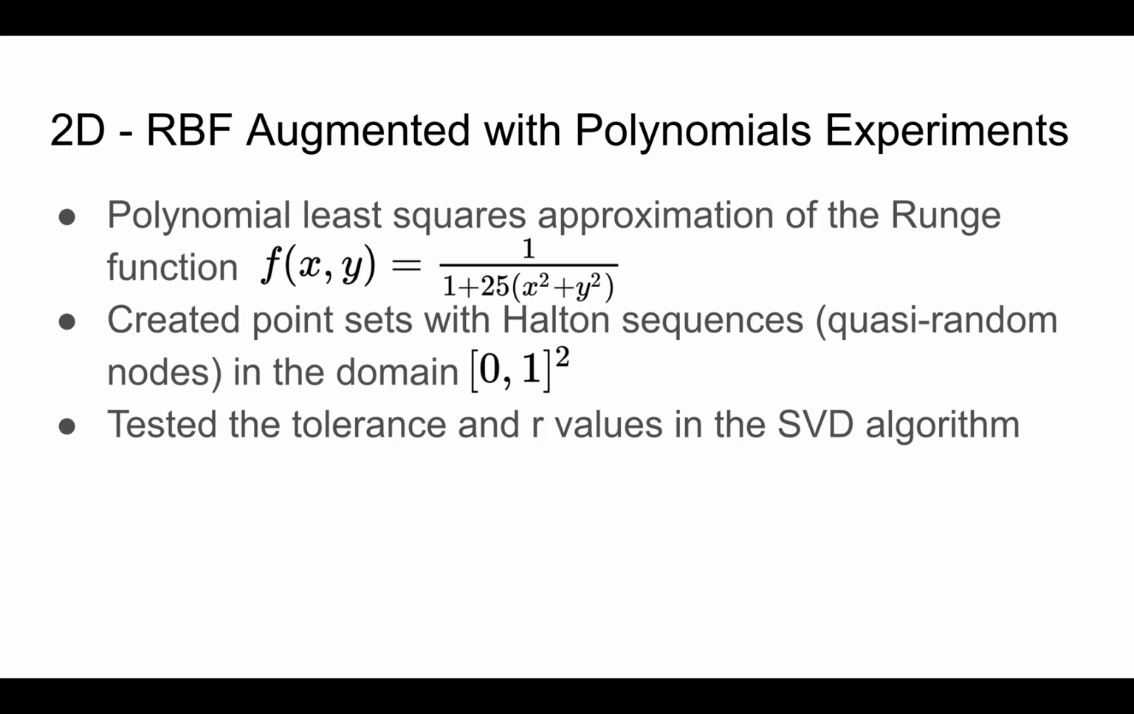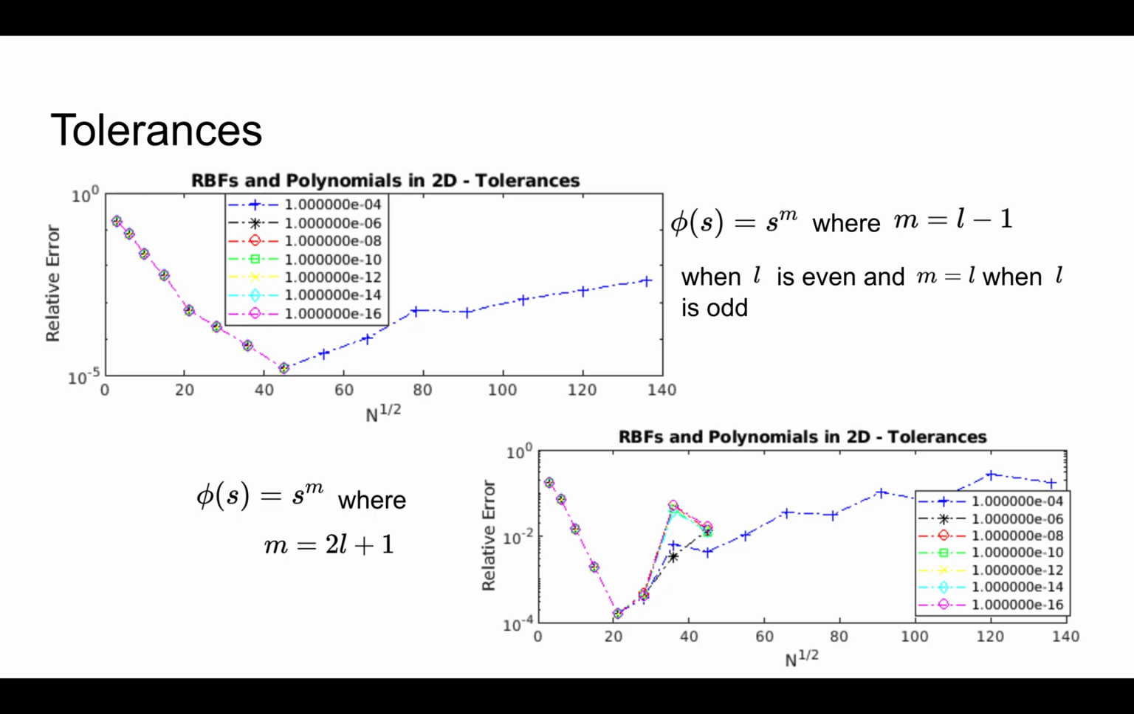So we approximated the same range function using the same domain and the same way to create the point sets, which is the Halton sequences, and then first again tested the tolerances. This is a little different. We ran these tests using two different polyharmonic radial basis functions, where M equals L, and L in this case is the polynomial degree. So M equals L minus 1 when L is even, and M equals L when L is odd. That's the first case here in the top, and then the second is when M equals 2L plus 1. It's a function of s, so we're just changing the exponent in this function.